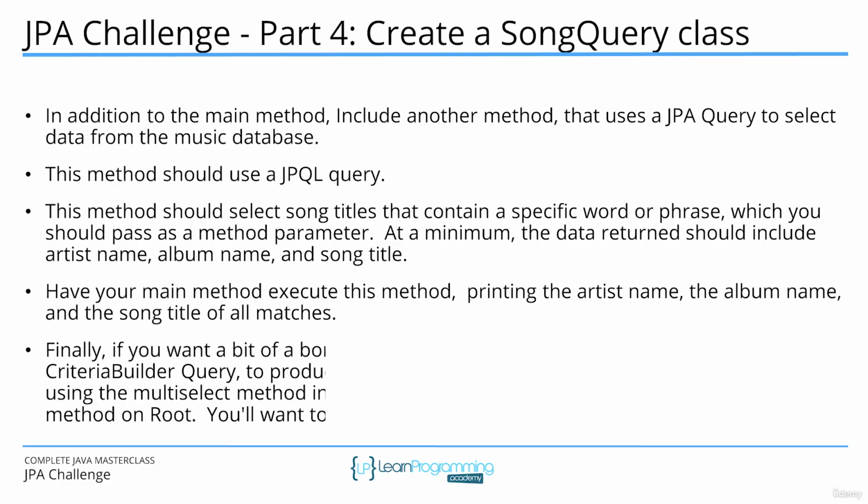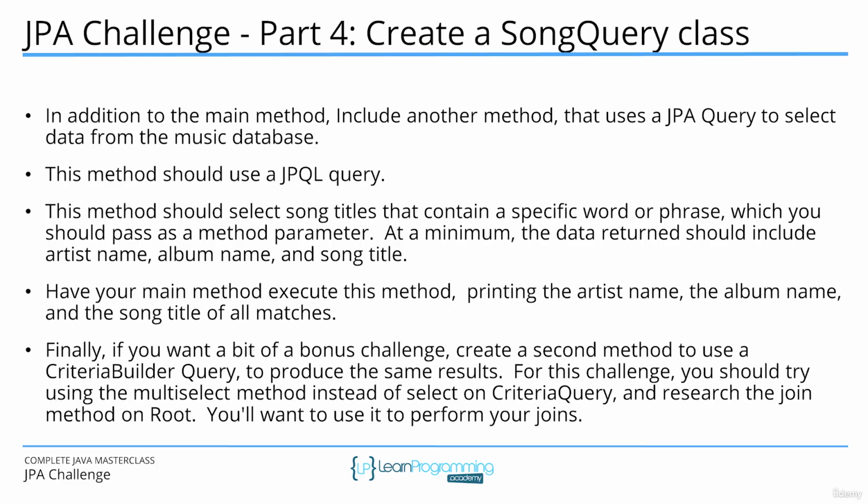Finally, if you want a bit of a bonus challenge, create a second method to use a criteria builder query to produce the same results. For this challenge, you should try using the multi-select method instead of select on criteria query, and research the join method on root. You'll want to use it to perform your joins. Okay, so give that a try. When you've built your solution, or if you get stuck, come back and we'll walk through my solution together.